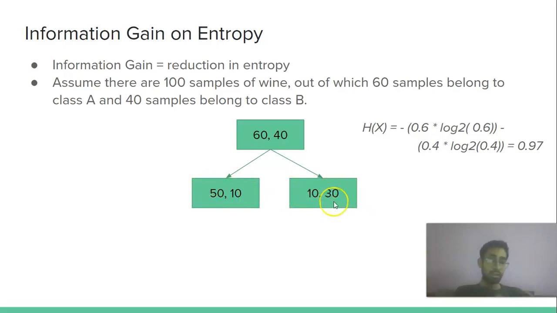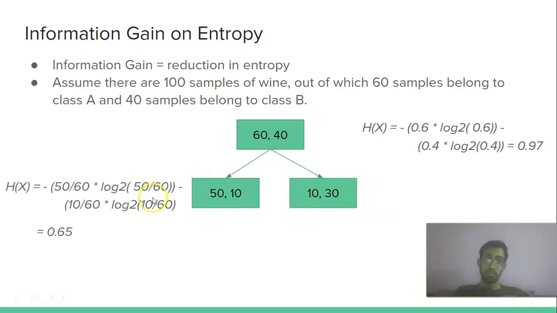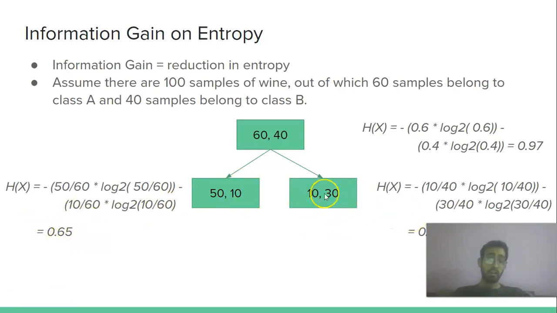Let's calculate the entropy of these two separately. The entropy in this node would be 50 by 60, because 50 is class A and the total is 60, times log 2 of it, same formula, plus 10 by 60 because class B is 10. This comes around 0.65. In this other node, the entropy would be 10 by 40 for class A, and similarly 30 by 40, and it comes around 0.81. It's probably not visible here, I'll share the link to the PPT.